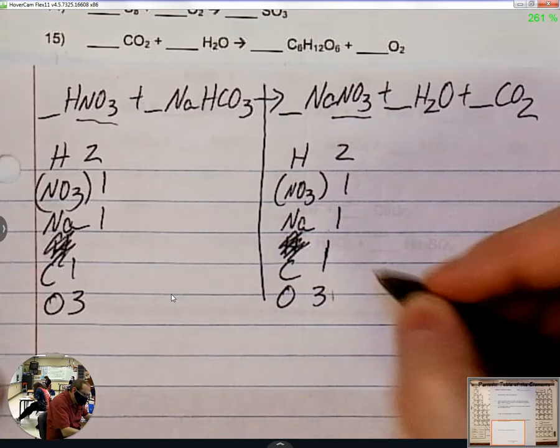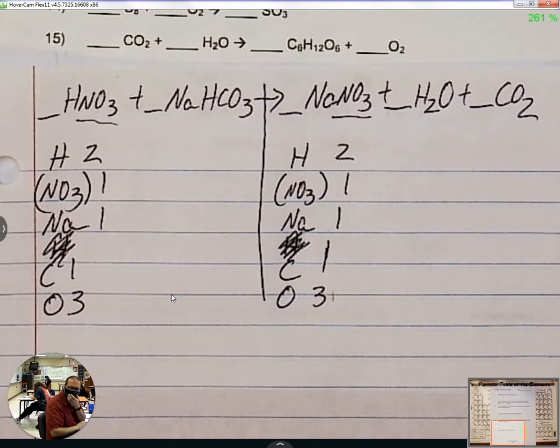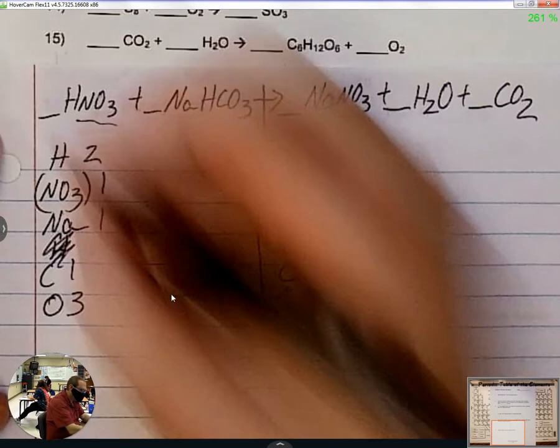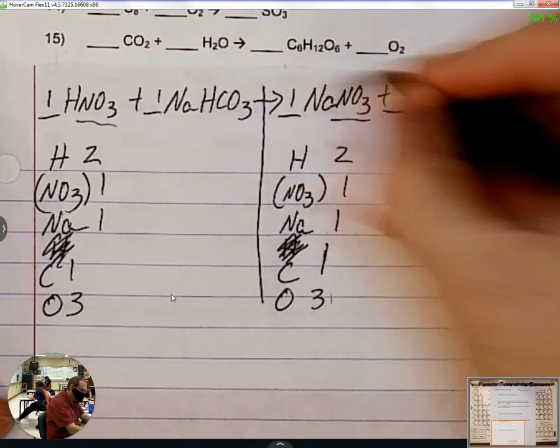I'm noticing something. Tell me if you see it. They're already equal. It's already a tie game. So all I have to do is go through and turn everything visible.